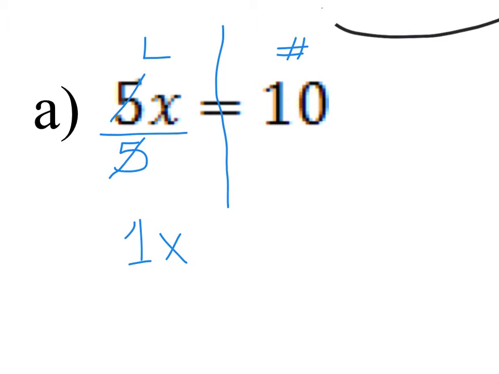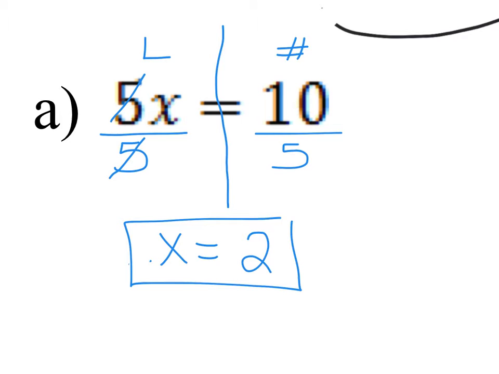So now I've got the x, which is all by itself. I don't actually need to write that 1, and I don't want you to write that 1. It looks kind of silly. But what you do on the left, you have to do on the right, and vice versa. So if you divided by 5 on the left, you also have to divide by 5 on the right. So 10 divided by 5 is 2. That's my solution. I now solved what x is equal to make the expression true.